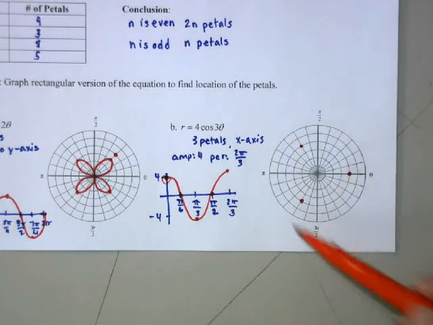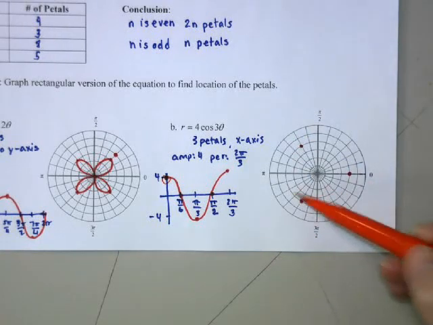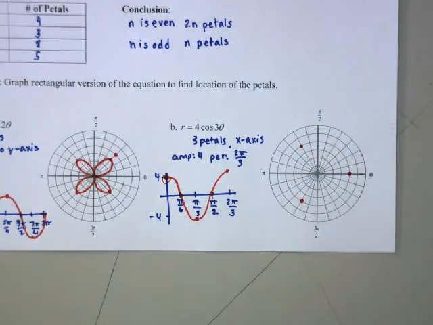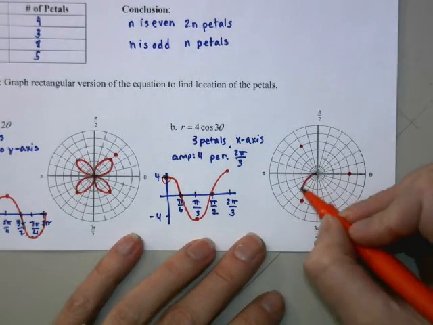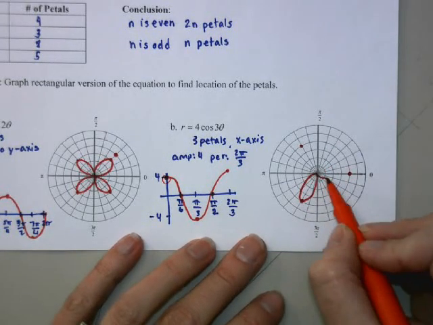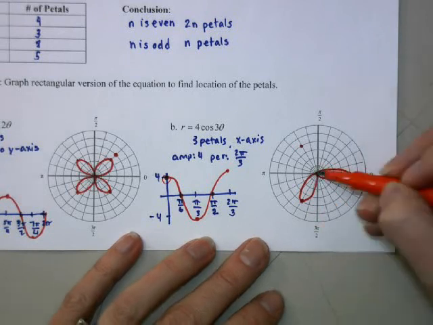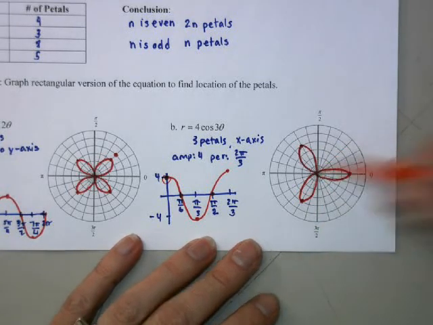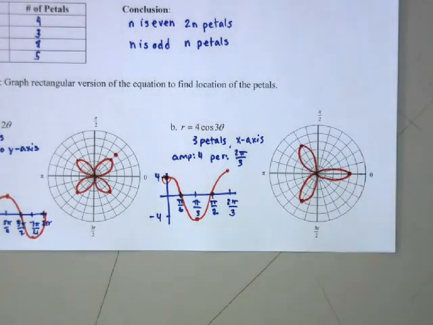Now they should all be symmetric. If you end up with like 2 of them in the same quadrant and nothing on this half, that's not correct. And then we'll graph our roses. So that's how we can graph these polar equations without the use of a calculator.